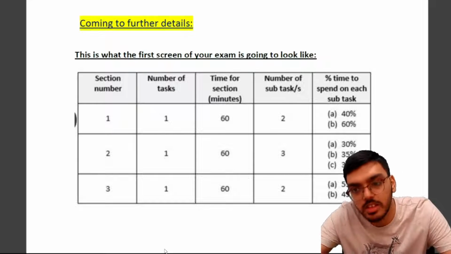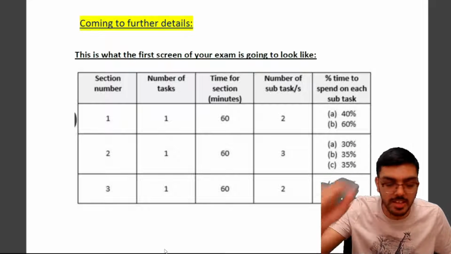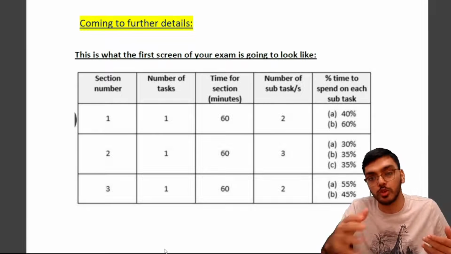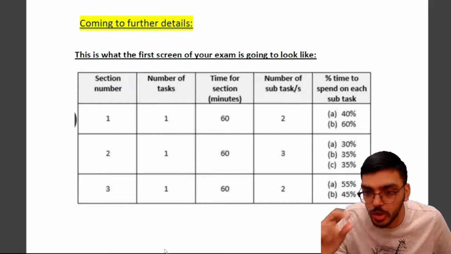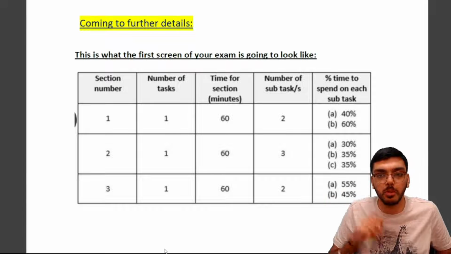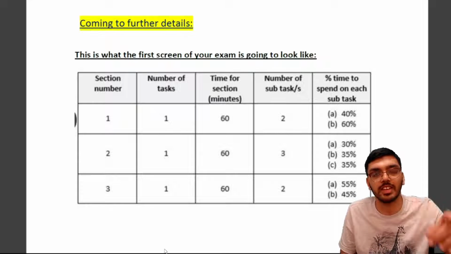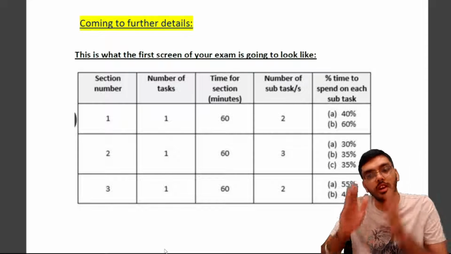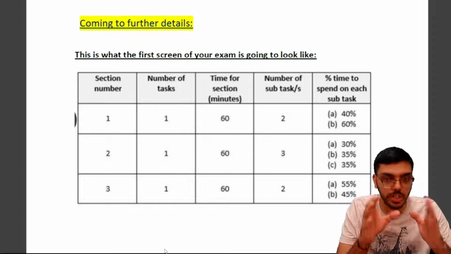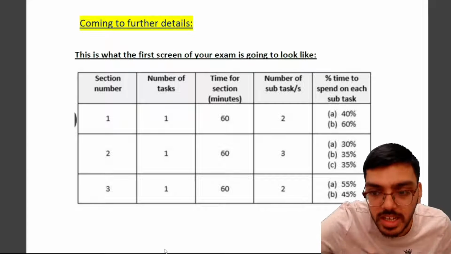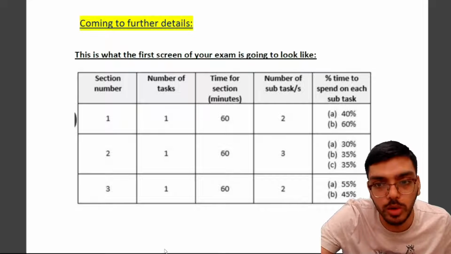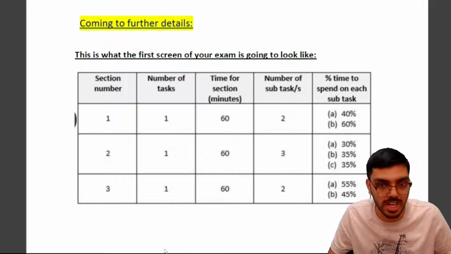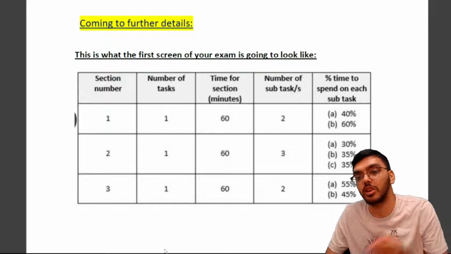And this importance, or this percentage, has also been described. When we go, you will also see in the actual question. For example, when question number 1 comes up on your screen, it will tell you that task A 40%, task B 60%. It also tells you on the first screen, and it also tells you in the exam, in the question as well. But this is a very clear instruction that out of these 2 tasks, 40% time should be given on task A, 60% time should be given on task B.